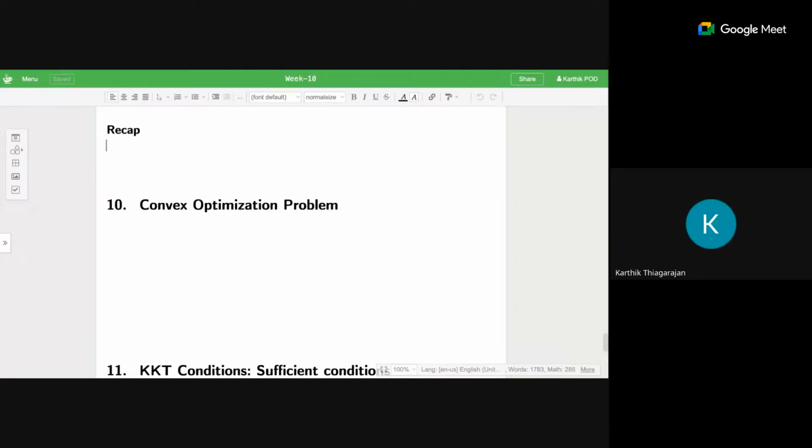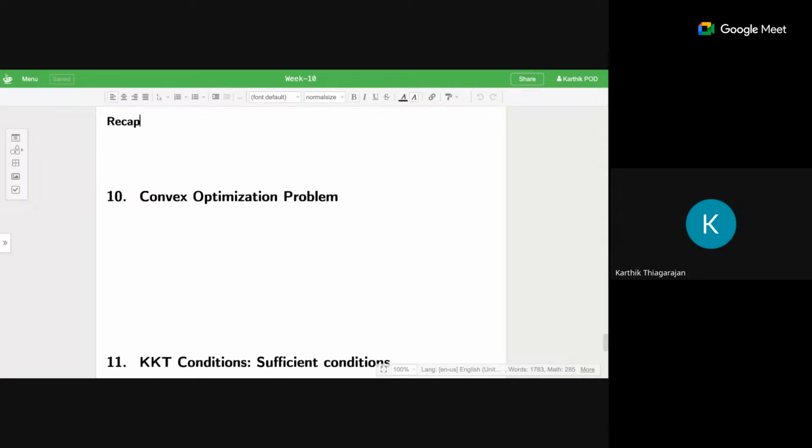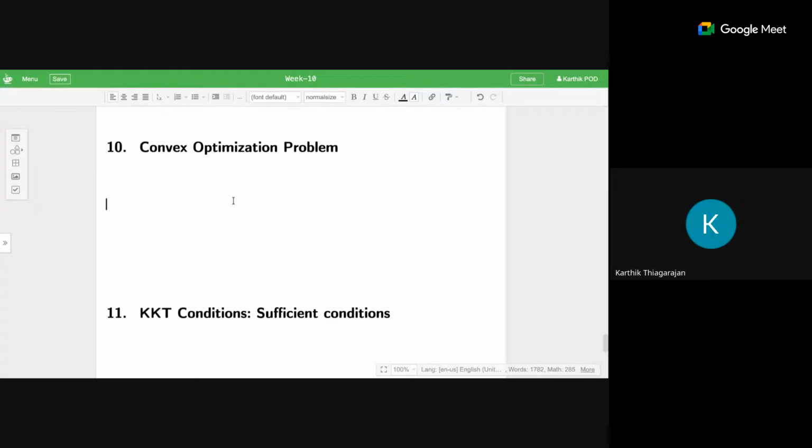Okay. So that is what we have seen so far. What we will do today is, instead of looking at any general constraint optimization problem, we will specifically look at convex optimization problems, right? The first thing that we will do is define what is a convex optimization problem. We will take things one at a time.